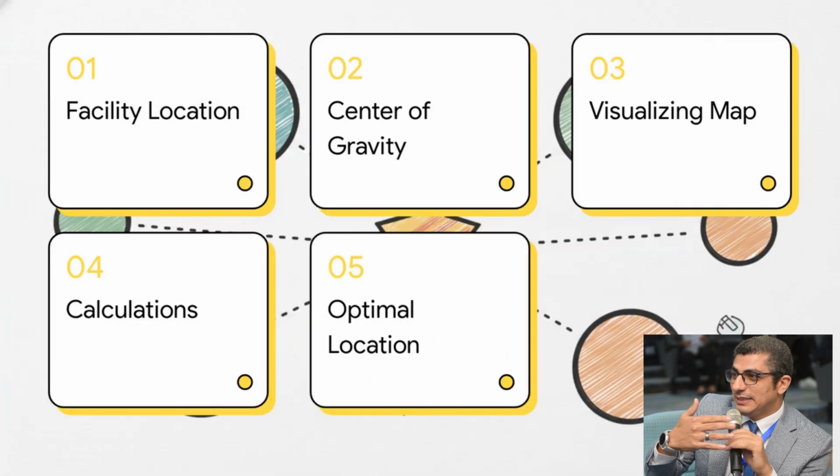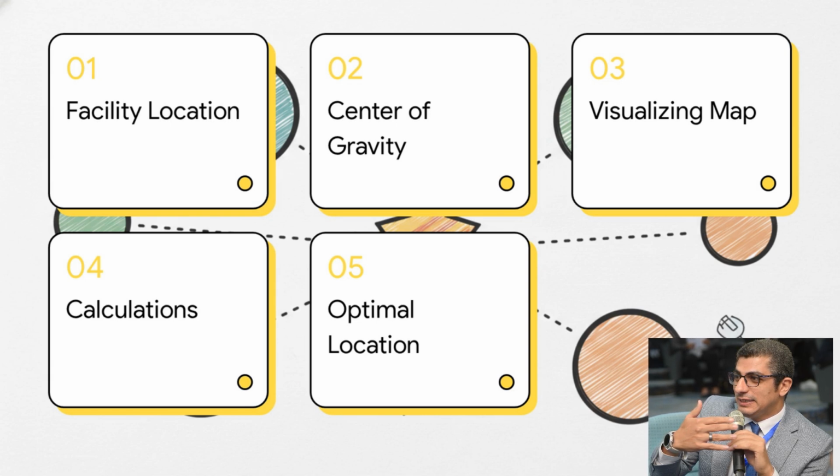Here is our quick game plan for this explainer. First, the facility location problem. Second, the center of gravity concept. Third, visualizing the map. Fourth, our step-by-step calculations. And fifth, the optimal warehouse location.